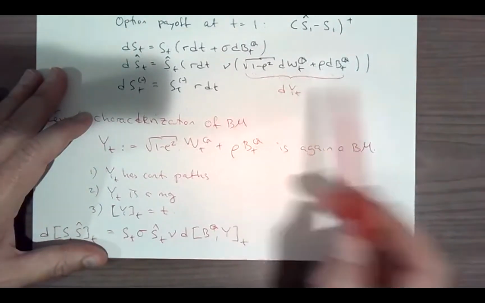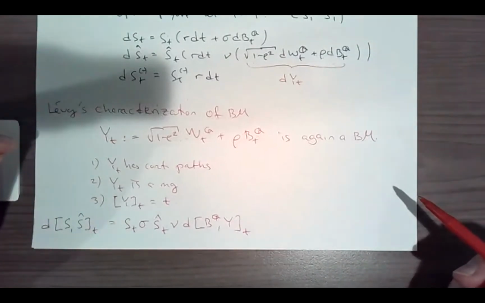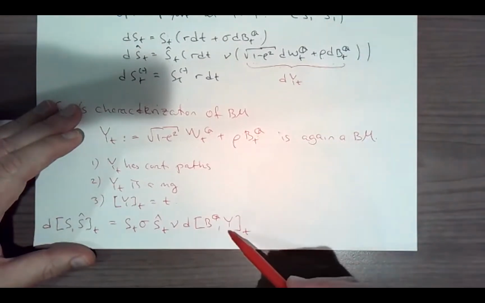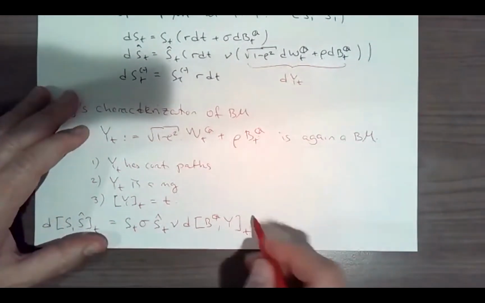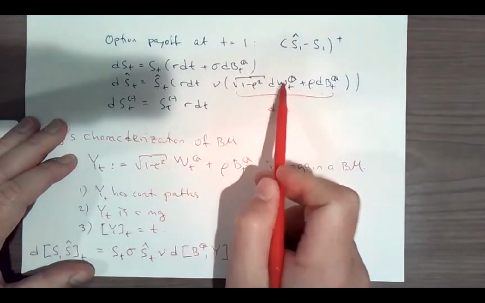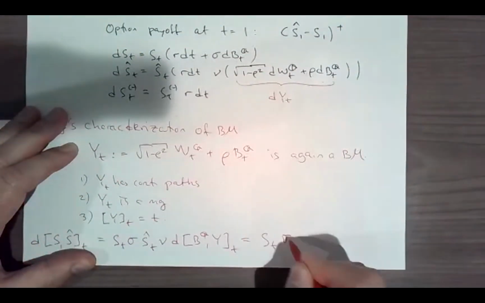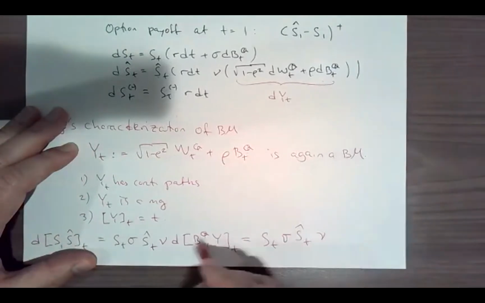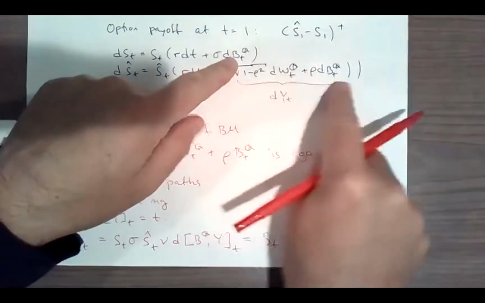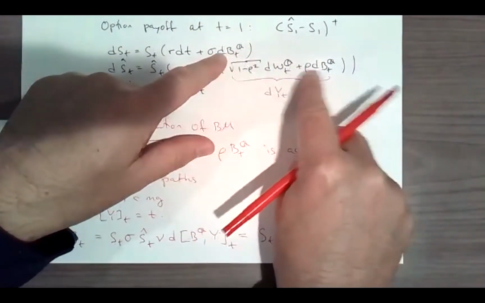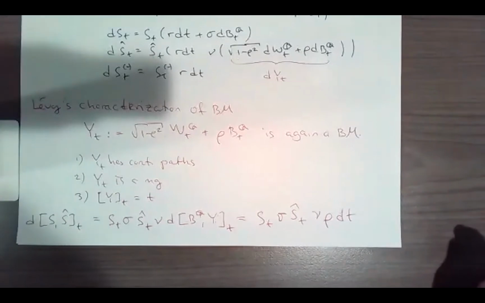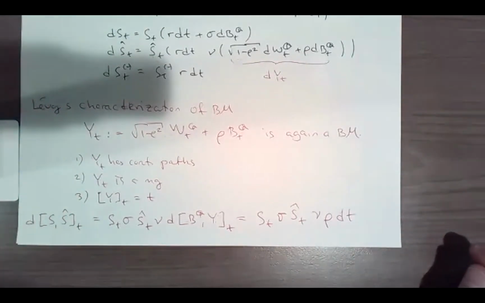Oh, so the dB under Q Y is the cross variation between those two Brownian motions. Yeah. But we can work out what this is, because between B and W there's no cross variation. And so we get here S sigma, S hat nu, and the cross variation between B and W is 0. So instead you end up just with the cross variation between B and rho B. So you're going to get a rho here and then dt. Is the cross variation between B and W 0 because they're independent? Yeah. Okay.